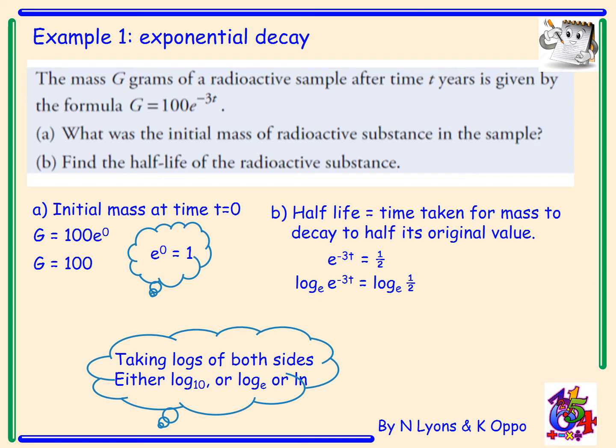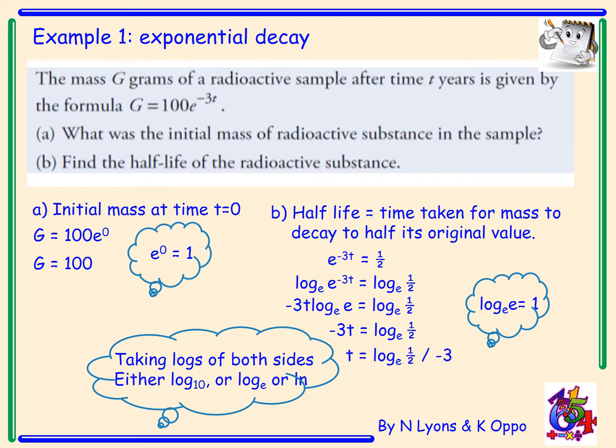And remember, to solve it for t, I'm going to use the rules of logs and bring down the exponent minus 3t and multiply at the front. So I've got minus 3t times log e to the base e equals log of a half to the base e. I want t on its own. Now I remember also that log e to the base e equals 1, so that vanishes. And I've got minus 3t equals log a half to the base e. Then I have to divide by minus 3. Use a calculator to get the answer, and I've got 0.23 years.